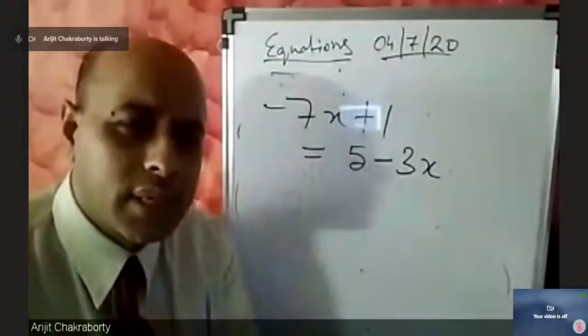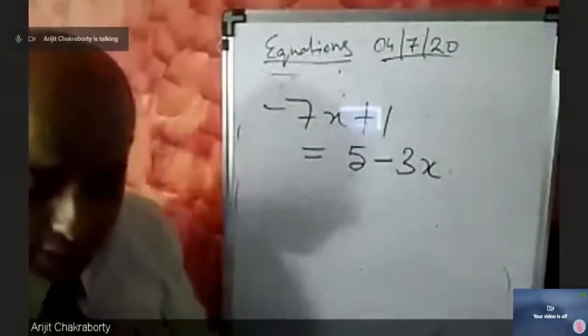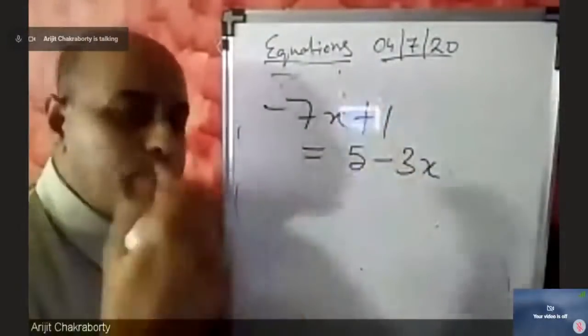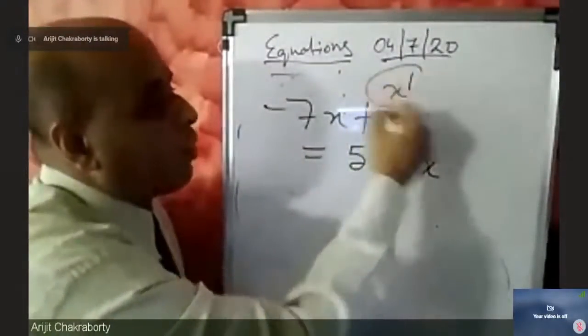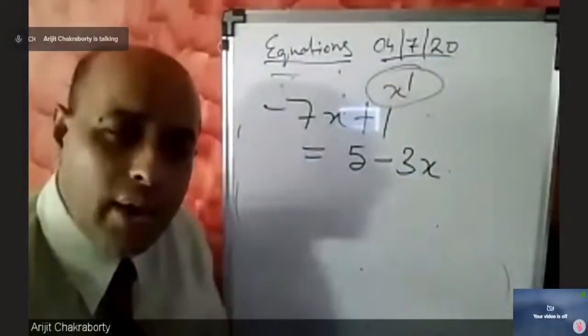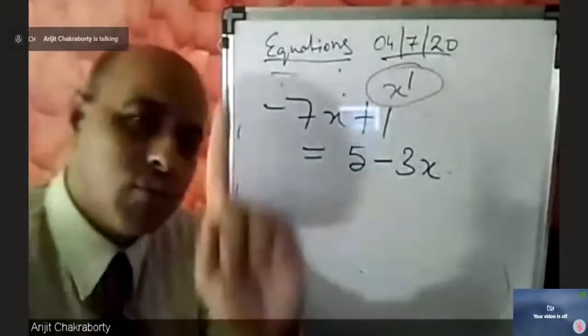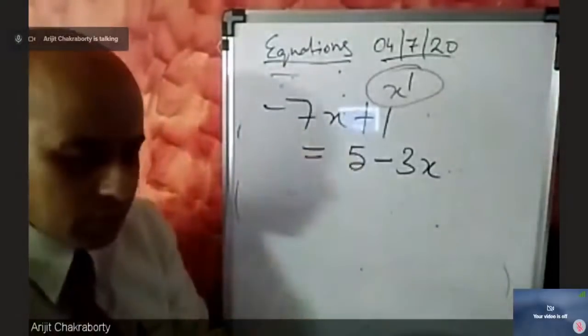How to solve this? Please see that it is a linear equation because x has the power 1, x to the power 1. So we have a linear equation, straight line. And we have one unknown. So let us solve it.